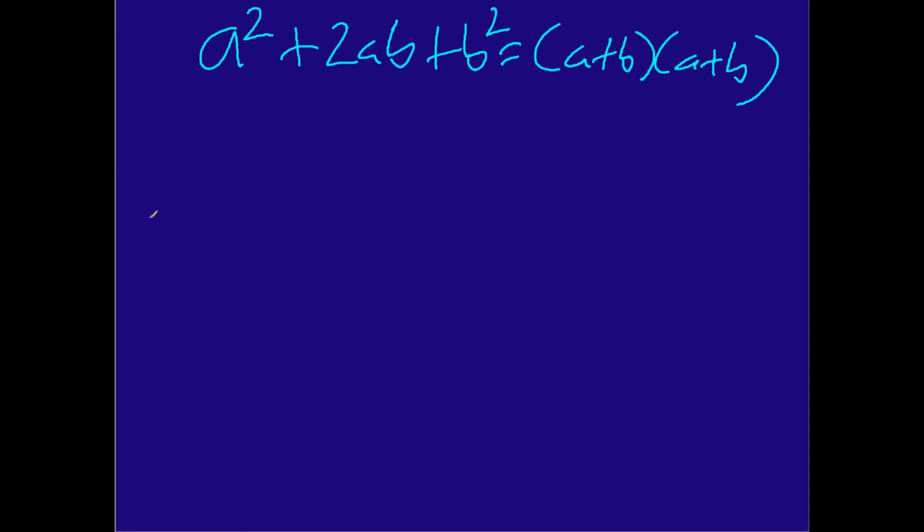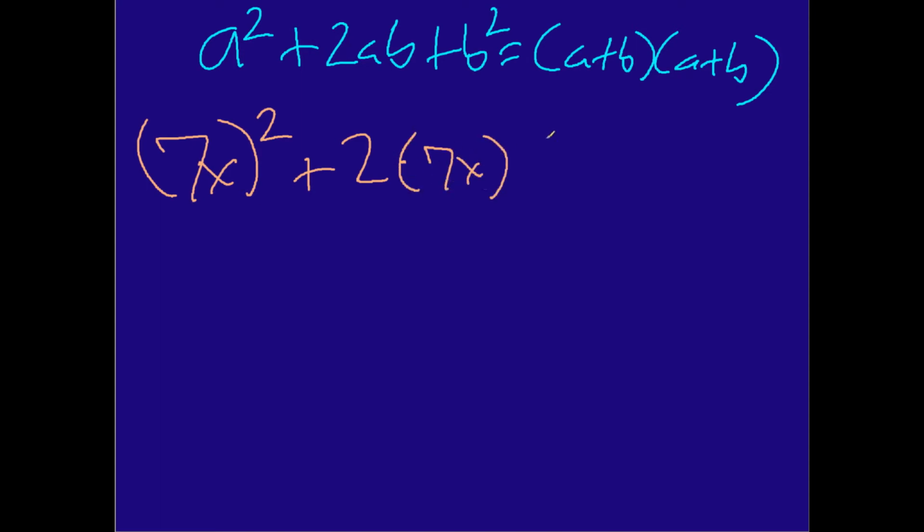So I have my 7x, and it's going to be squared, plus 2. Remember, this 2 comes from bringing down the exponent, the square. And then we got here 7x, because that's the A. We got 6y, because that's the B. Plus, then we have 6y squared, like so. So we matched the pattern. This is what we should be seeing.